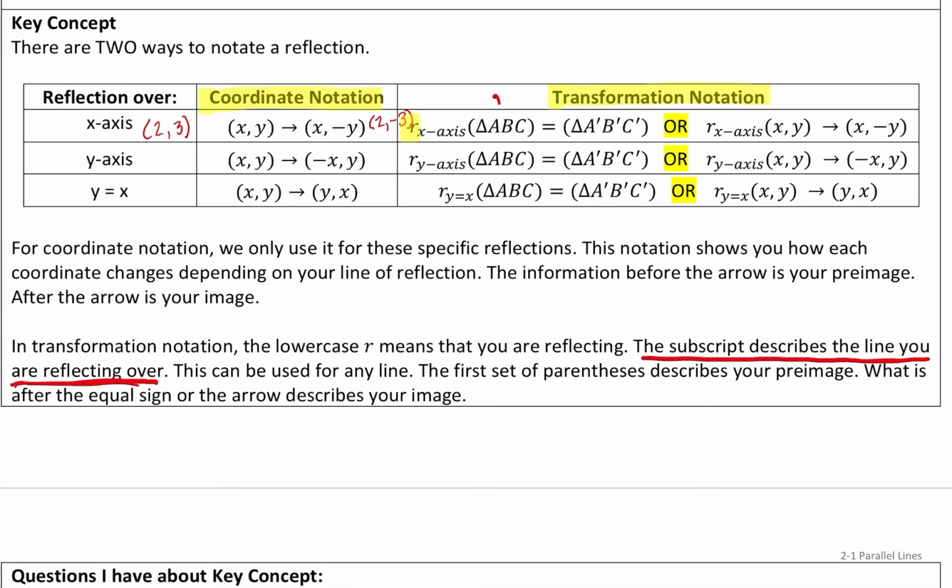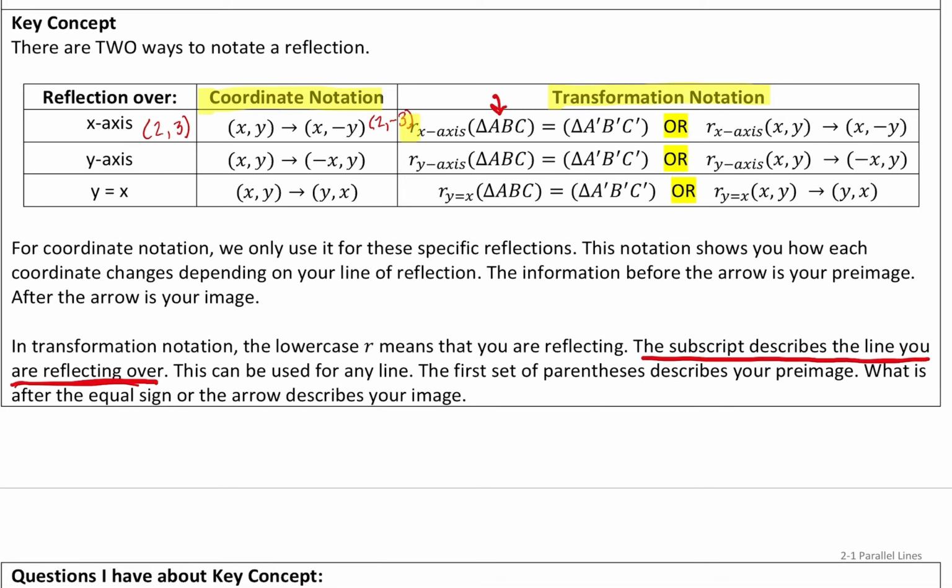And then what's in the parentheses tells you what you're reflecting. Then we're going to write an equal sign, and it's going to tell us what we got out of that. So if I reflect triangle ABC over the x-axis, that's going to give me A prime, B prime, C prime. We can also use this with coordinate notation. It kind of mixes them together.